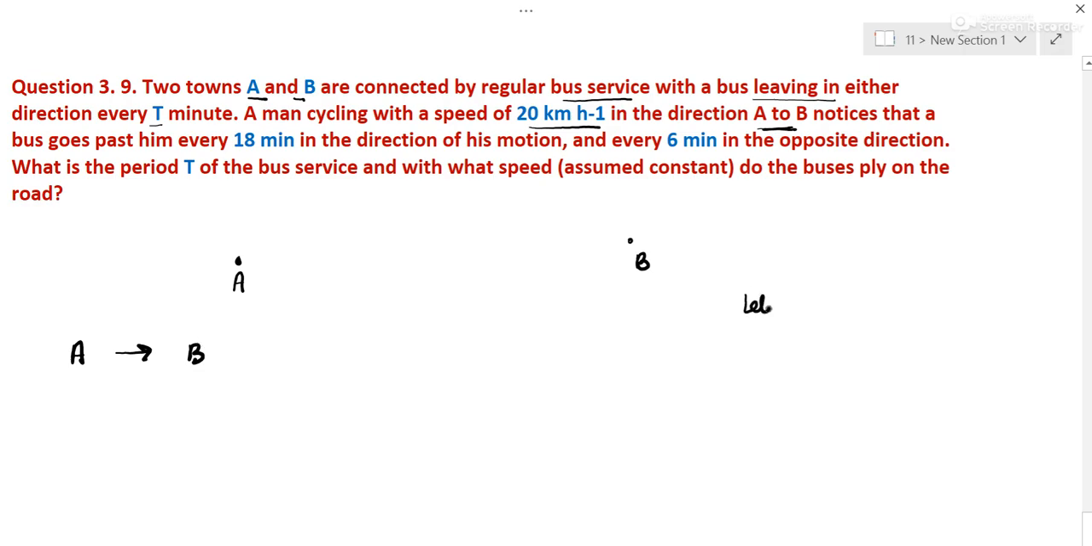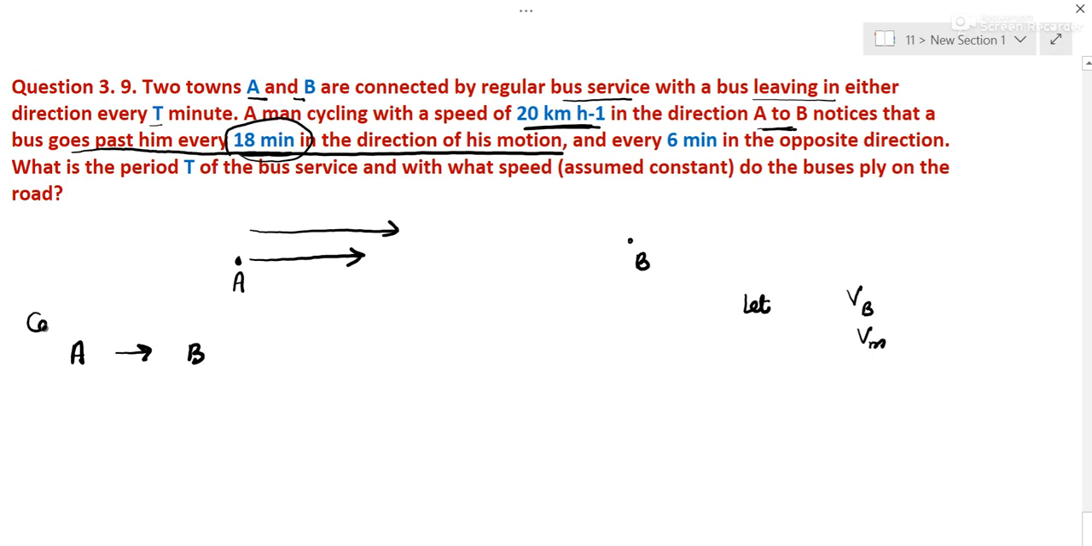Okay, let us consider the speed of the bus, V_B. The man's speed is V_M. The man is cycling with this speed and notices that a bus goes past him every 18 minutes in the direction of his motion. So the man is going from A to B, and the bus is also going from A to B. He observes it after every 18 minutes. So, case 1, for A to B.